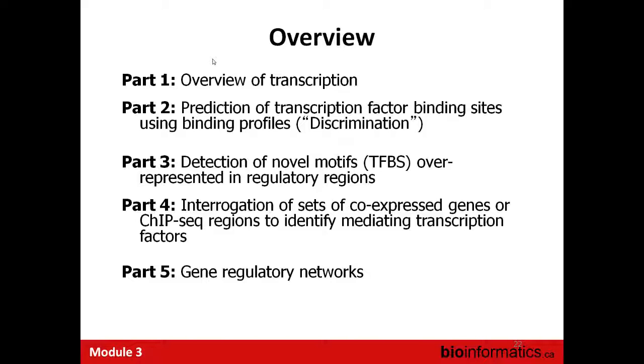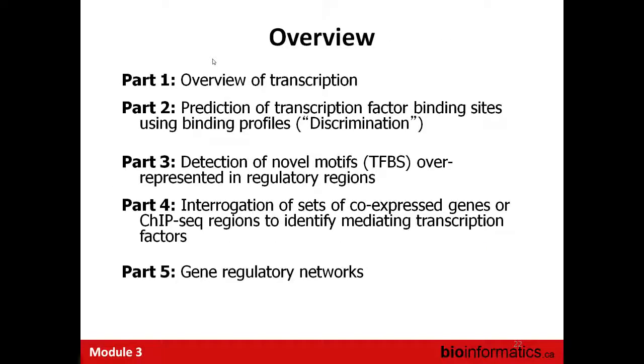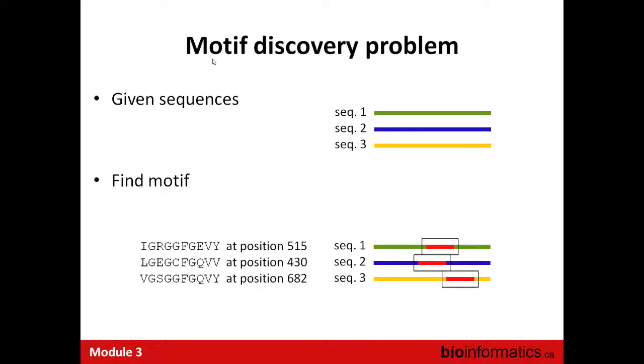So one thing that we can do to move on to part three is look at particular regions that we've already identified as regulatory. I'm going to start by looking at discovery of novel transcription factor binding sites, and then later we'll go into identifying binding sites that we already know about. Okay, so this is what we'll call the motif discovery problem.